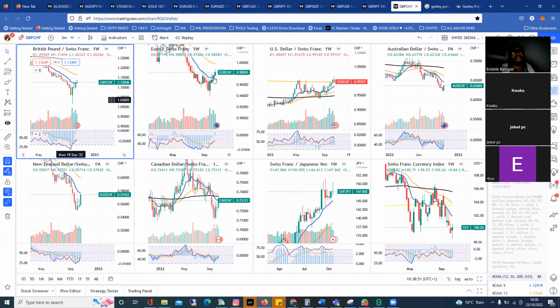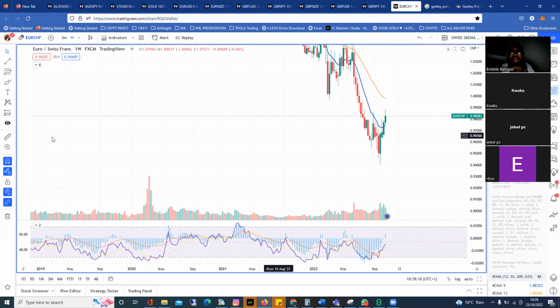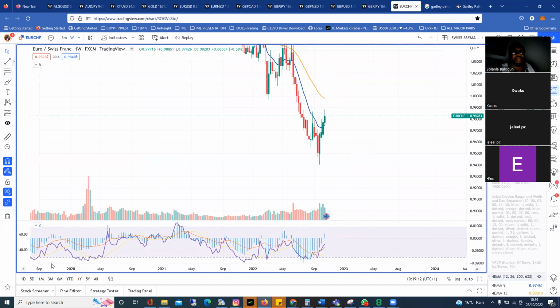All right, so you can see on this pound Swiss, we retrace back to the 12 EMA. On the Euro Swiss, we actually retraced back to the 12 EMA, and now we are going towards the 36 EMA, where we will meet another interesting level, which will be this particular level, over here on the Euro Swiss.